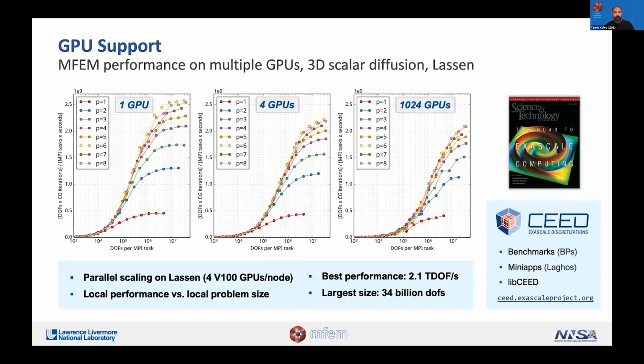This was one node. This is what you get when you scale it up. This is up to 1,000 GPUs, but we've scaled to more than this. This is a plot where you have a local problem size versus a local performance. And again, you see that for the same problem size, higher orders, so different colors, different orders, give you better performance. That drops a little bit when you go from 1 to 4, you have some communication. But from 4 to 1,000, you pretty much stay at the same level in terms of the max performance. And here you are getting performance of 2.1 teraDOFs per second. And you're solving a 34 billion problem in a matter of minutes.